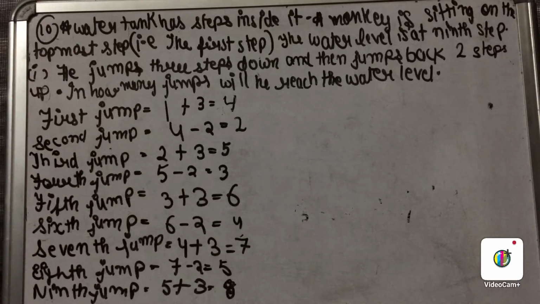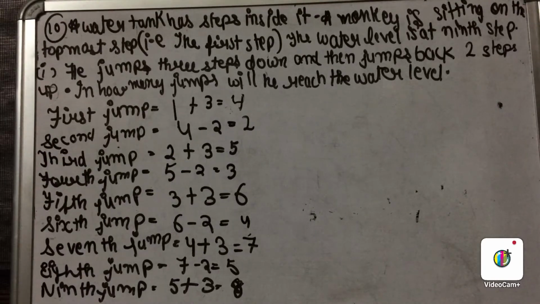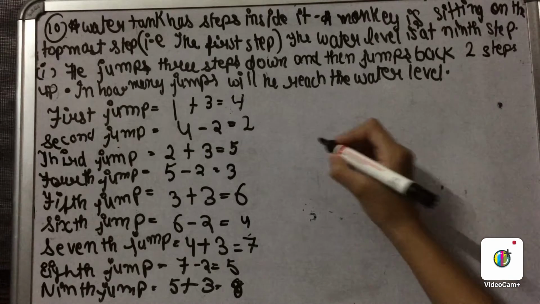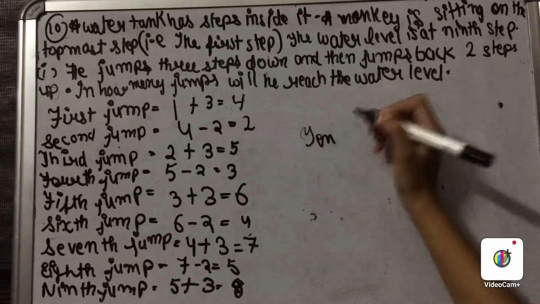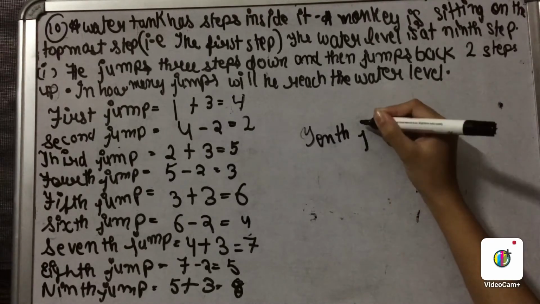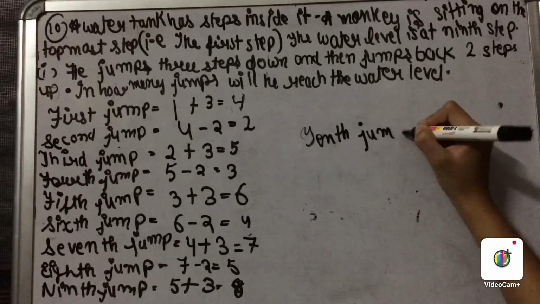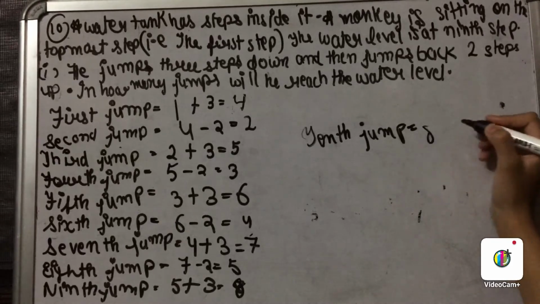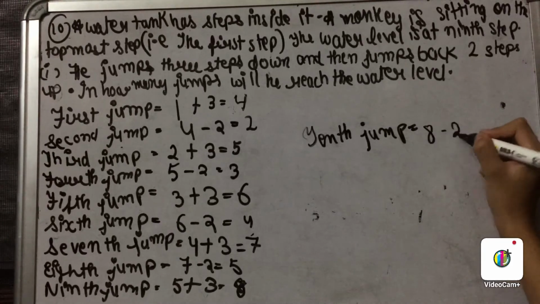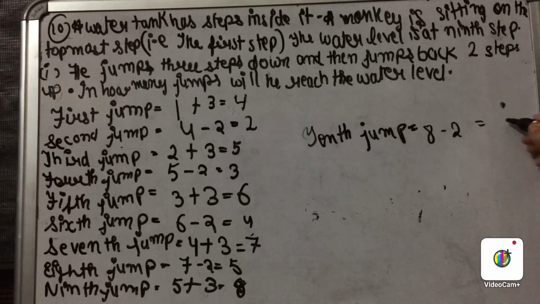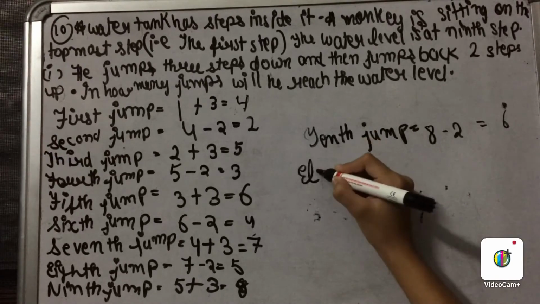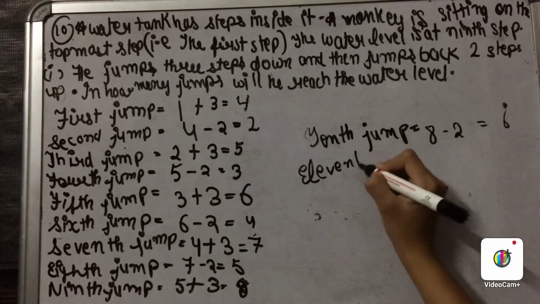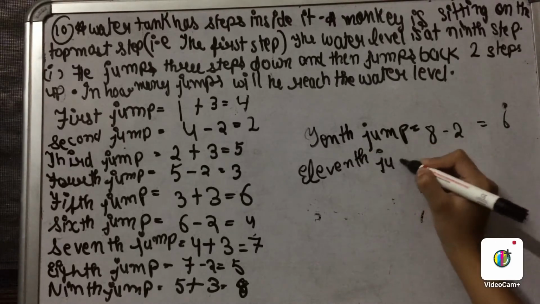Now it is 8. Now let us move on to our 10th jump. So this was our 9th jump, and now let us move to our 10th jump. So we would write here the 10th jump. So now in the 10th jump, the monkey moves backwards by 2 steps, so it would be 8 minus 2 is 6. So it is 6, and now let us move on to our 11th jump.